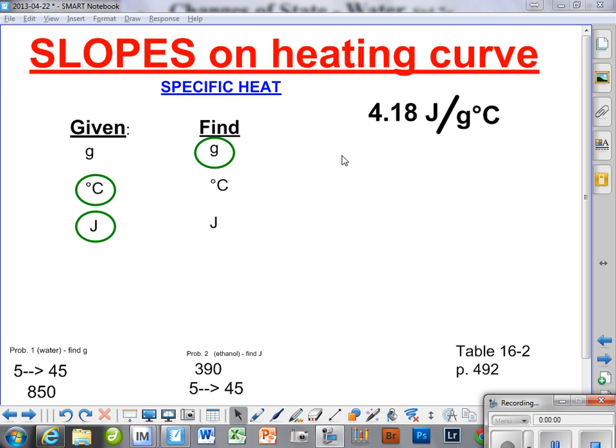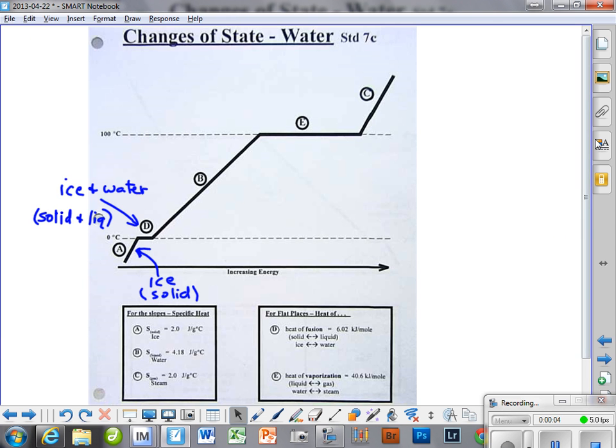So when we're talking about the slopes of the heating curve, on the heating curve we have two areas basically. We have the A, B, C areas that are slopes, and then we have the D and E areas that are what I call the flatlands, or the flat places.